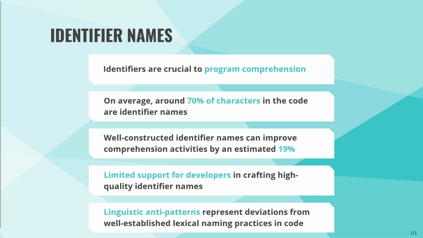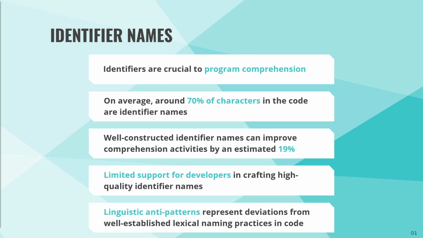First, let's look at why high quality identifier names are essential in software maintenance. Developers must comprehend the code that they will maintain, meaning that the code must be legible and reasonably self-descriptive. With identifier names accounting for, on average, almost 70% of the characters in a software system's code base, developers need to utilize high-quality names for identifiers.